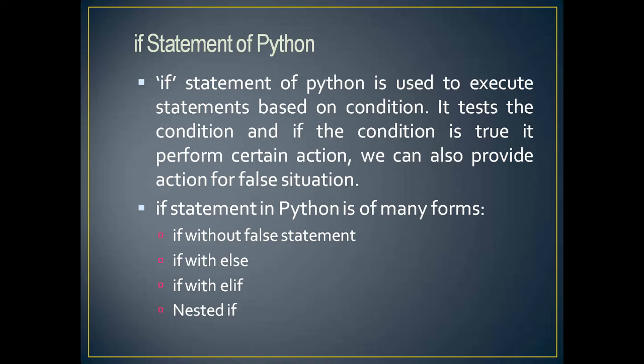Only if is unidirectional, in that no false condition statement will be there. If true, what is to be done? The bidirectional example is if with else: if true, what is to be done, and if false, what is to be done. If with elif is a multiple directional condition. If one condition is true, what is to be done? If the condition fails, based on that you can test another condition. In that condition, once again if true, what you have to do, and if false, what you have to do. Like that, it is a chain of if conditions.